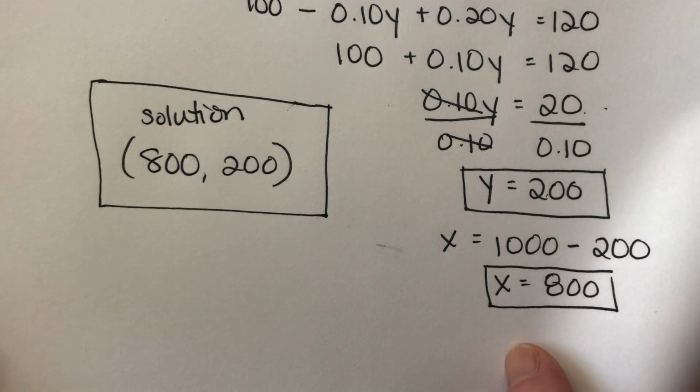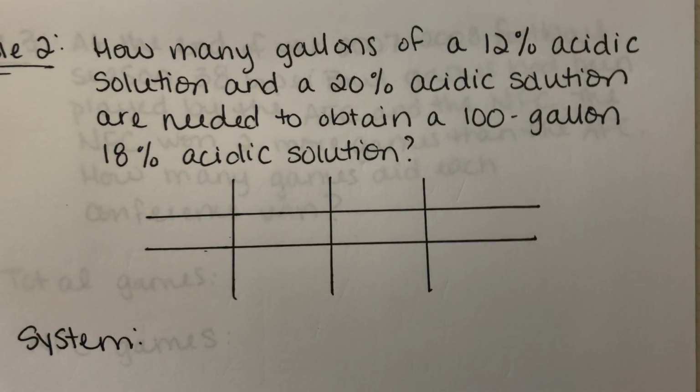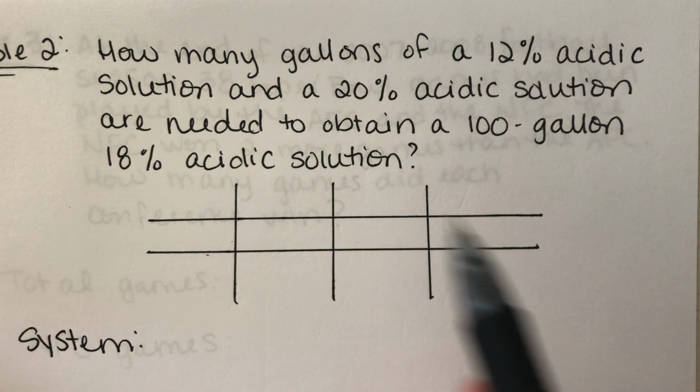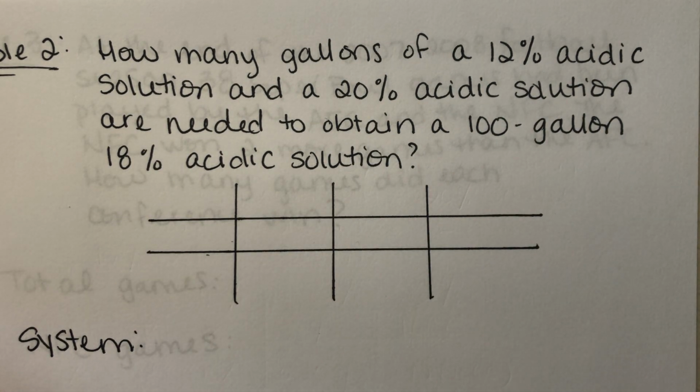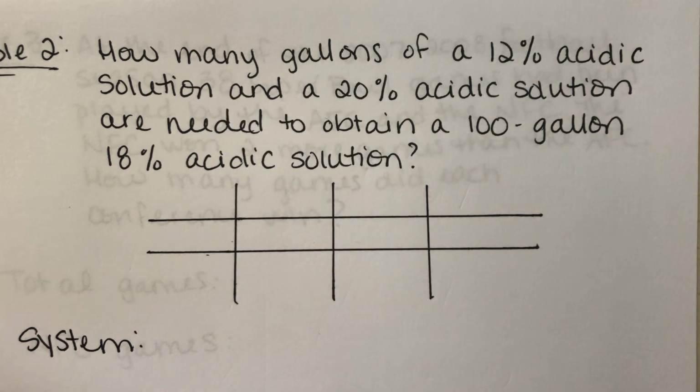We're going to do another problem exactly like it. Okay, example number 2. We only have 3 total. We're on number 2. How many gallons of a 12% acidic solution and a 20% acidic solution are needed to obtain a 100-gallon 18% acidic solution? Now, I kind of paraphrased this from the original problem, so I didn't do a great job of writing that, but it's how many gallons each of a 12% and a 20%, right?